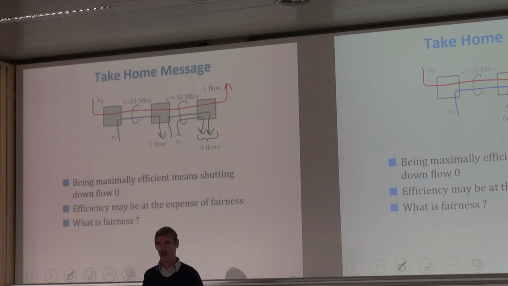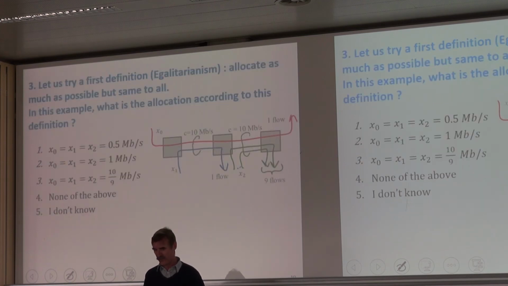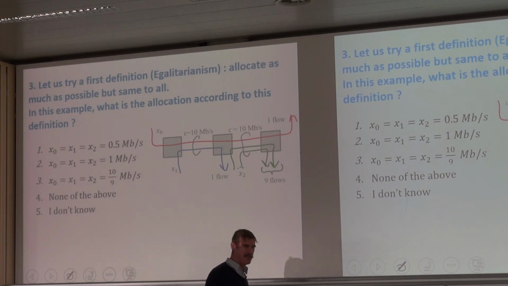Of course, the internet would not be what it is today if we would do that. So we need to find a way to run a network in a way that is as optimal as it can be. Still remains to be defined how, but also to be fair. So what is it to be fair?